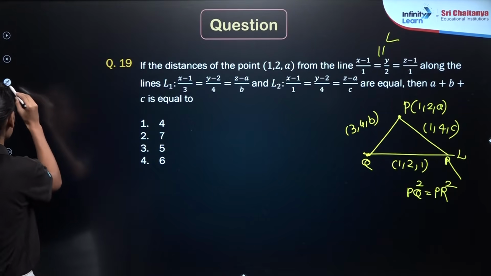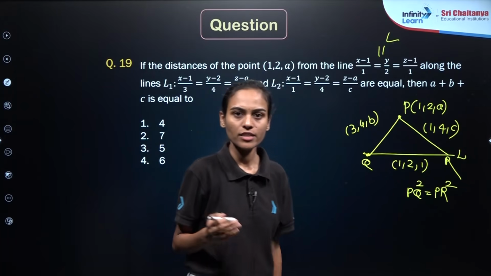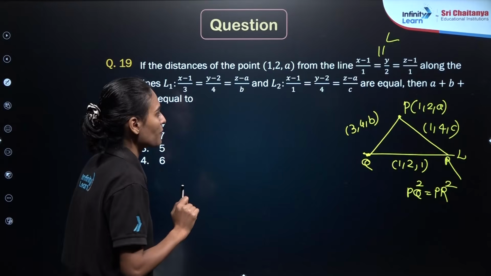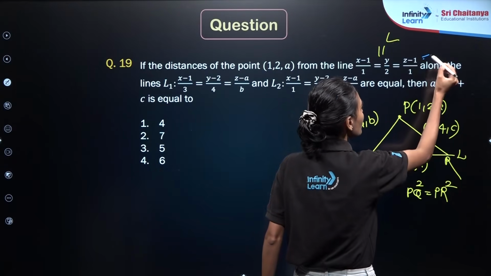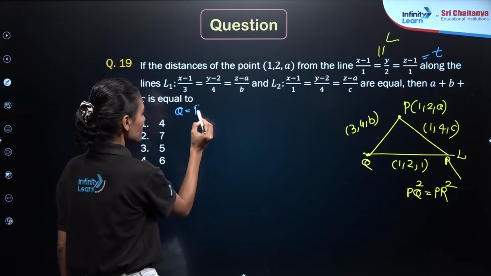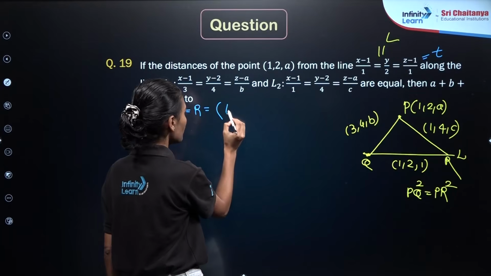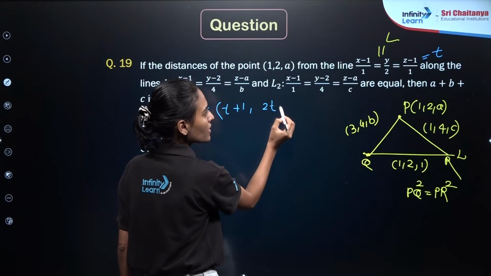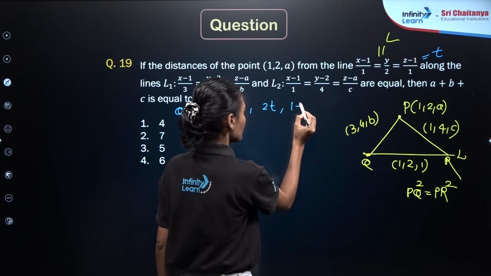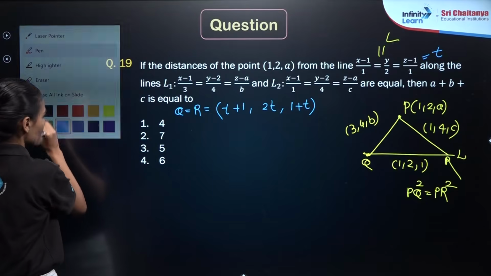Now let us do this question. We know that Q and R are general points on your line L. So let us first find the general points. I will set this equal to T. From here Q or R will be equal to 1 into T plus 1, then 2T, and then again 1 plus T. Now let us find the direction ratios of PQ.